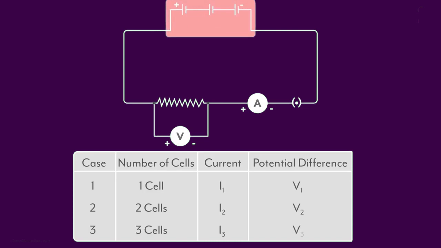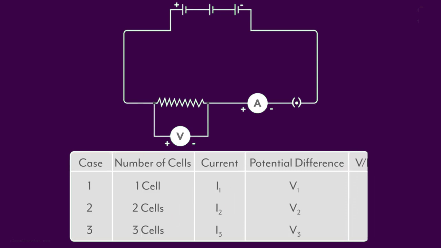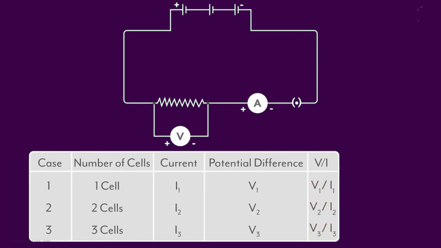You will notice that as the number of cells increases, the current and potential difference will also increase. But are they increasing proportionally? To know that, we have added an additional column which calculates V over I for each case. The ratio in all the cases is equal, which shows the potential difference is directly proportional to the current.